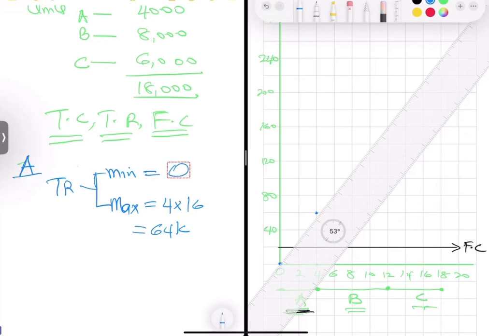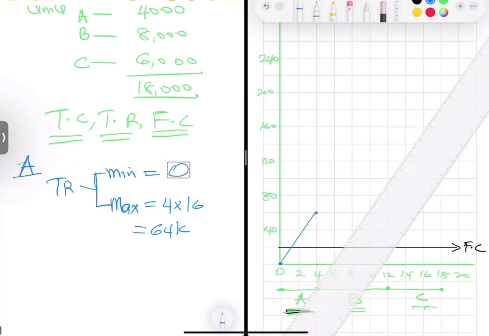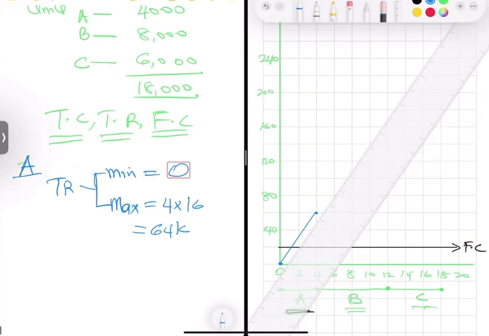Then I can plot that A revenue. So I'm going to join A revenue. So this is A. So that's A. Let's finish the revenue line so that we can plot it step by step. So let's go to B.